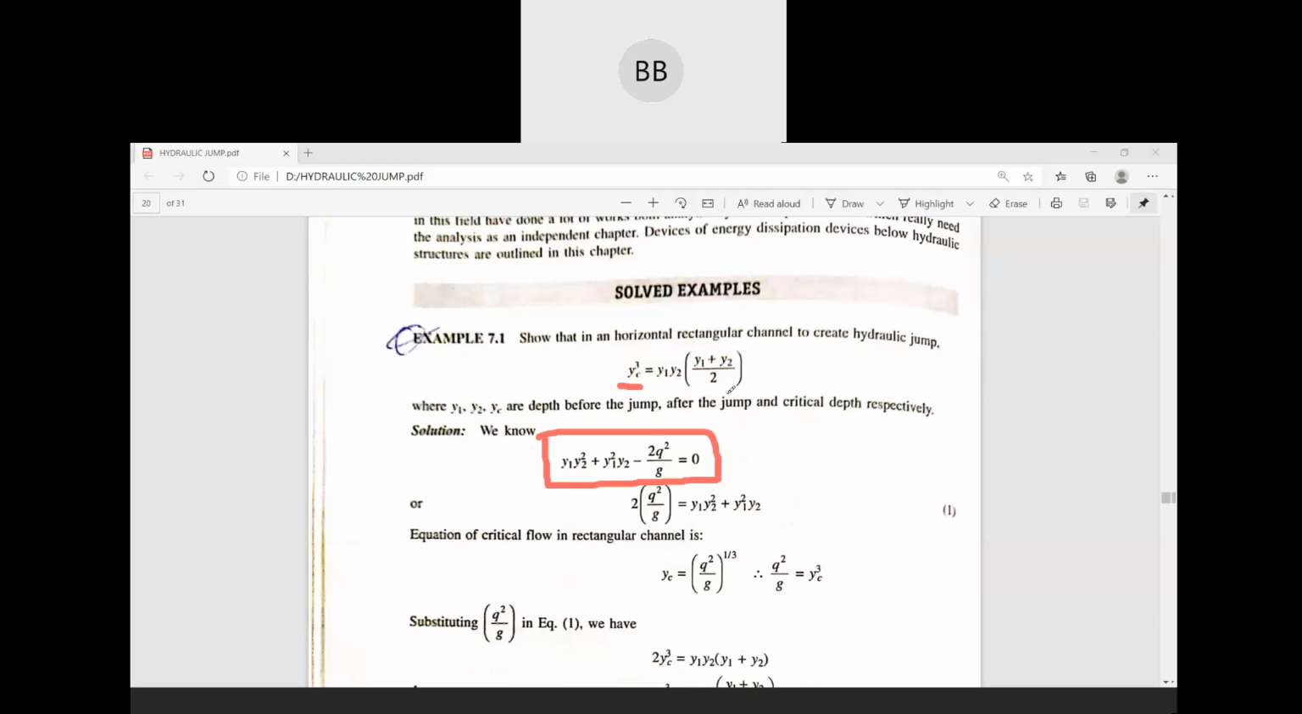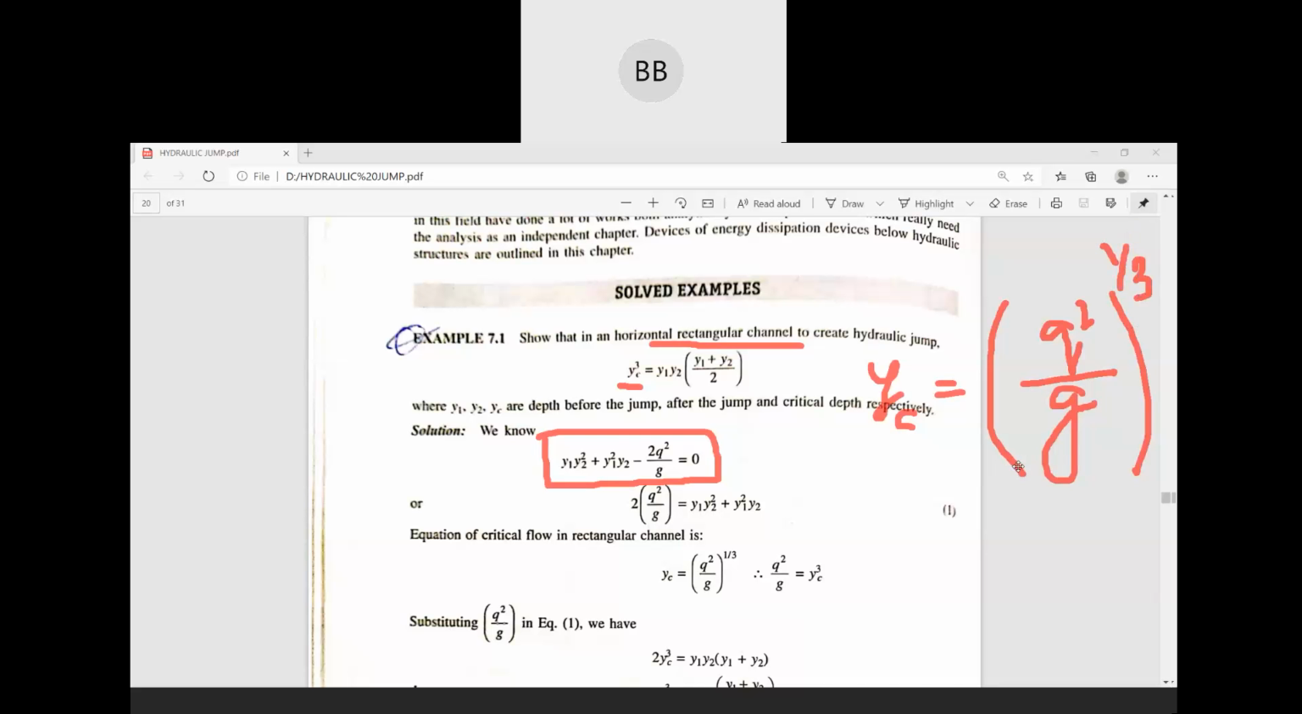To bring yc, we all know for a rectangular channel yc is equal to q square divided by g whole to the power 1 by 3. We have derived this expression already, I think in the specific energy chapter. So critical depth is equal to q square by g whole to the power 1 by 3. This is for a rectangular channel, and here also they are asking for a rectangular channel. So we bring this here, so it will be yc cube is equal to q square by g.